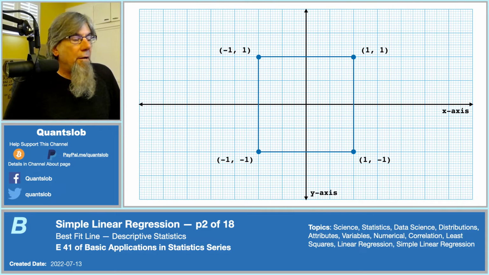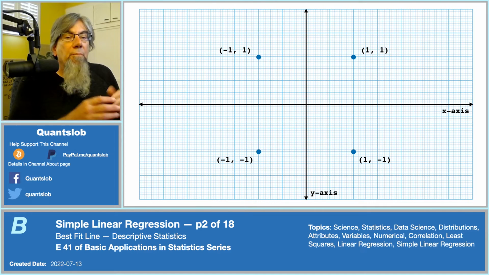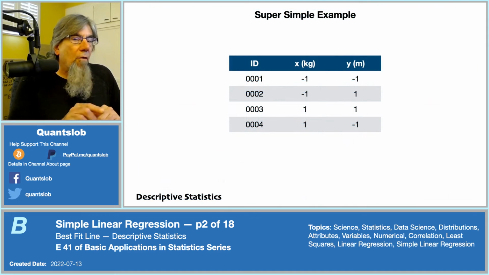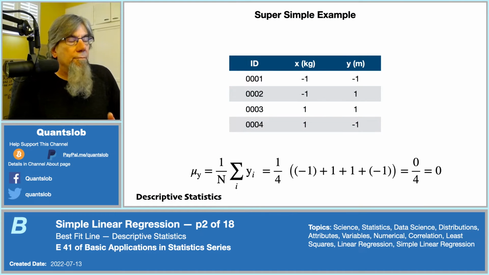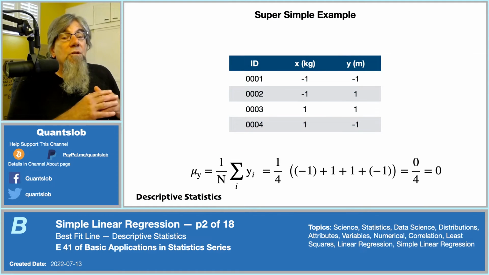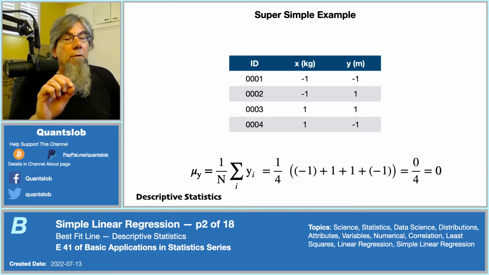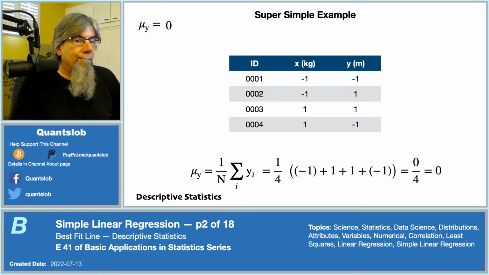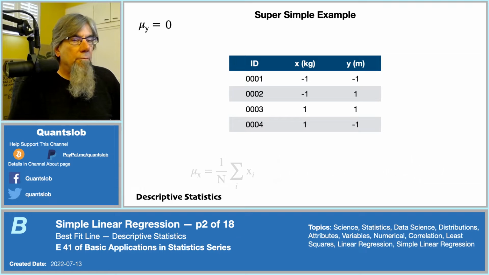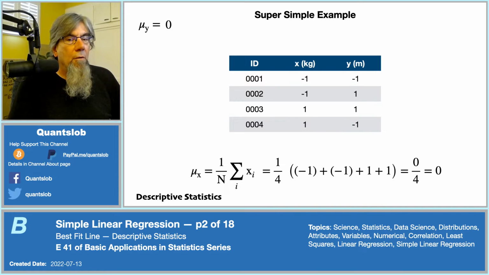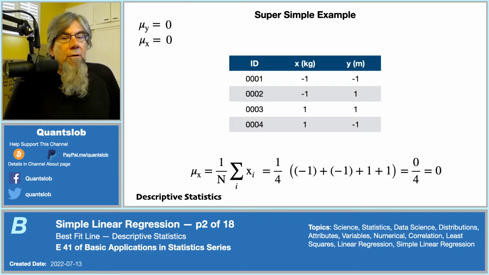Nothing particularly exotic here. So let's calculate the population mean of y. Sum up all the values, we get 0. 0 divided by 4 is 0. This is in units meters. Let's calculate the population mean of x here. Take the sum, 0, 0 divided by 4, 0. Pretty simple. X is in units kilograms. We'll set those two calculations in the bank, set them aside, so to say.